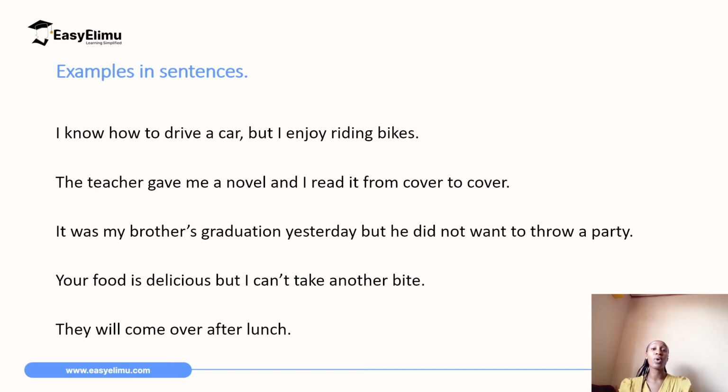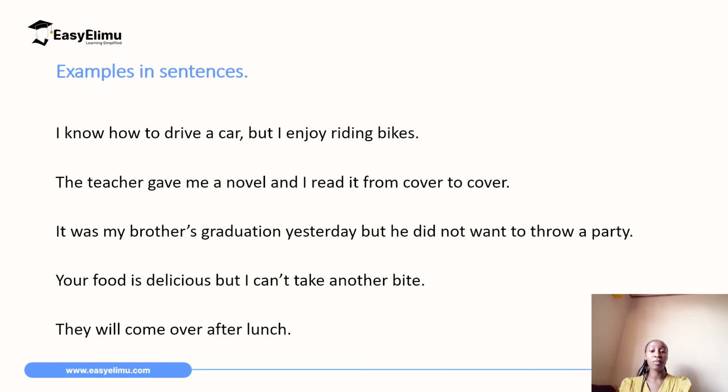So if you want to identify a subordinate clause in a sentence, first of all, start by looking for the subordinating conjunction. The teacher gave me a novel and I read it from cover to cover. So we identify the subordinating conjunction and. So, and I read it from cover to cover is the subordinate clause.